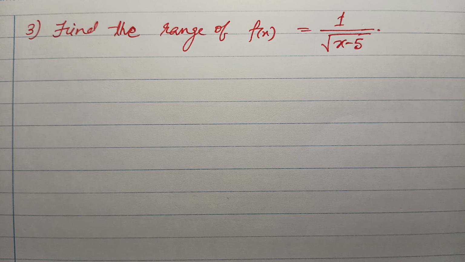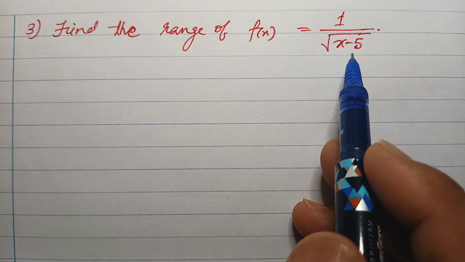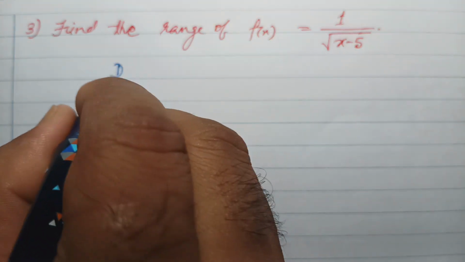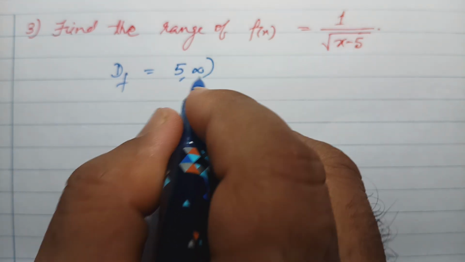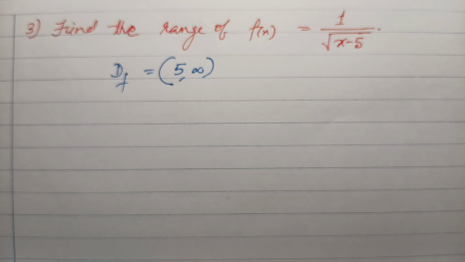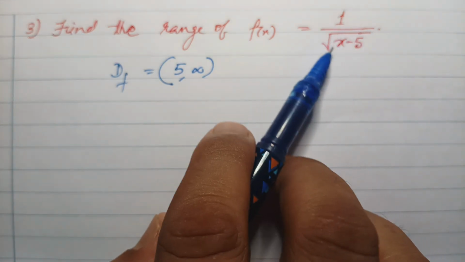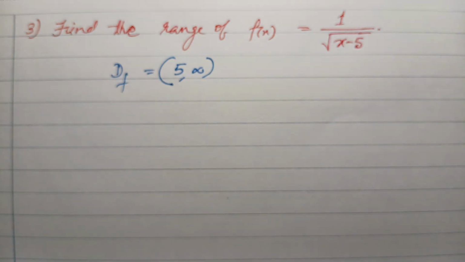Next question is, we have to find the range of this function f(x) = 1/√(x − 5). Straight away you can write down the domain as (5, ∞). And in this case we cannot include 5, because if I include 5 the denominator would become 0, and we know that a zero denominator would be an undefined quantity.